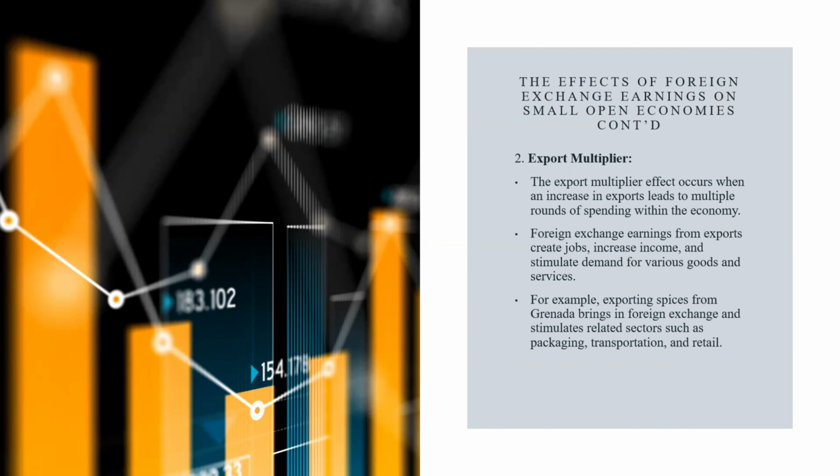Then we have the export multiplier. The export multiplier effect occurs when an increase in exports leads to multiple rounds of spending within the economy. Foreign exchange earnings from exports create jobs, increase income, and stimulate demand for various goods and services. For example, exporting spices from Grenada brings in foreign exchange and stimulates related sectors such as packaging, transportation, and retail.